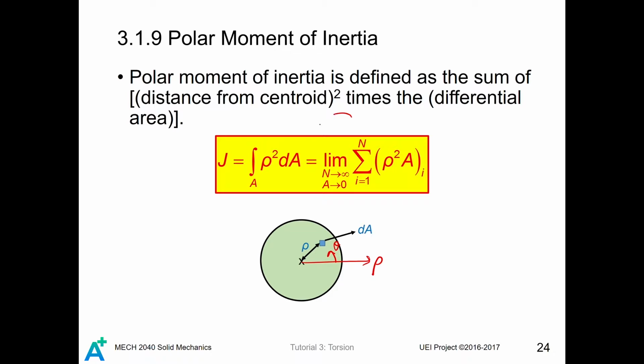You can ignore this notation if you think it is too complicated, but the basic idea is that we adopt the differential area element in the polar coordinate system. As we discussed in tutorial 0, to do this integral, J equals the integral of rho squared dA. But for the polar coordinate system, the differential area dA is just rho d rho d theta.